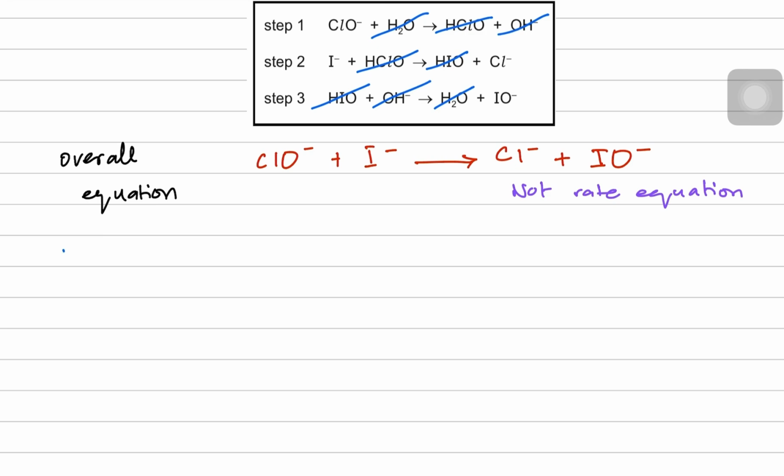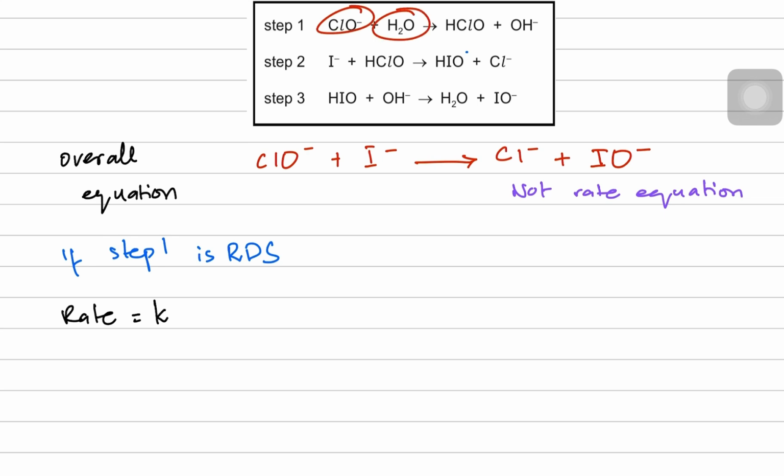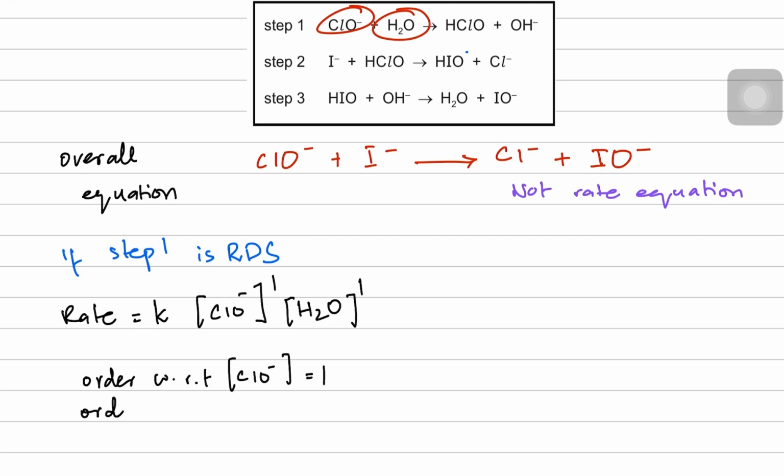So let's consider that if step 1 was your RDS. If step 1 is RDS, then put all the reactants of step 1. Let me remove these. The reactants of step 1 are ClO- and H2O. So I will write ClO- raised to the power 1 and H2O raised to the power 1. And that is very simple, right? So order with respect to ClO- is 1 and order with respect to H2O is also 1.